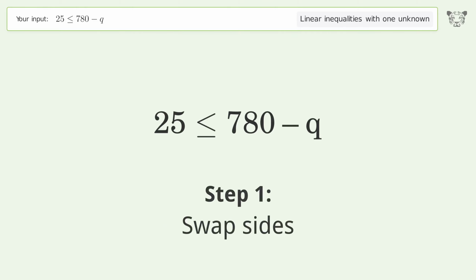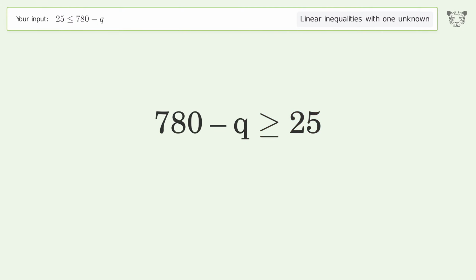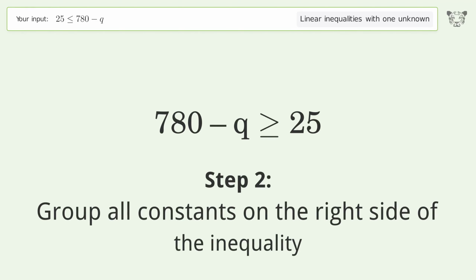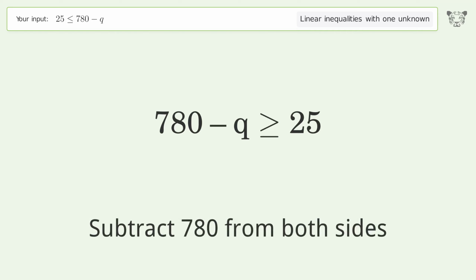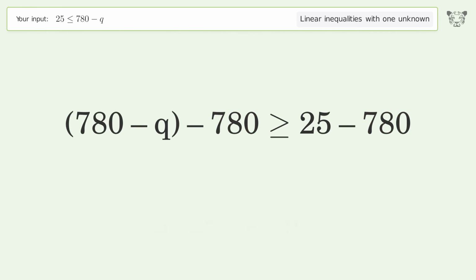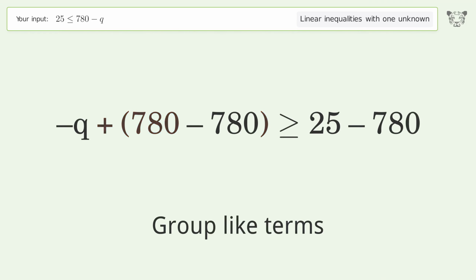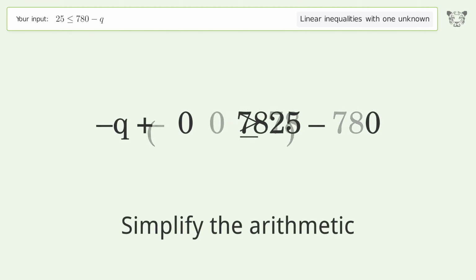Swap sides. Group all constants on the right side of the inequality. Subtract 780 from both sides. Group like terms. Simplify the arithmetic.